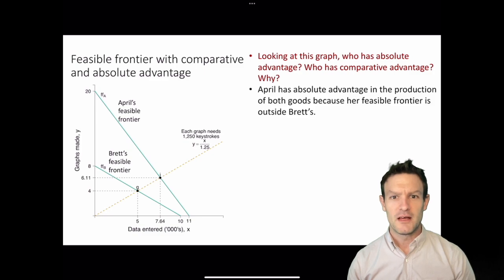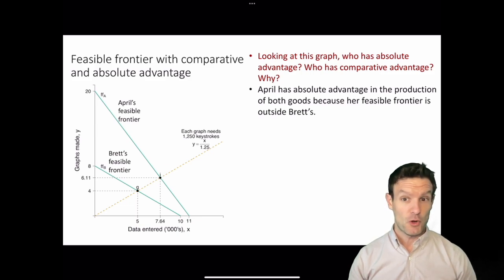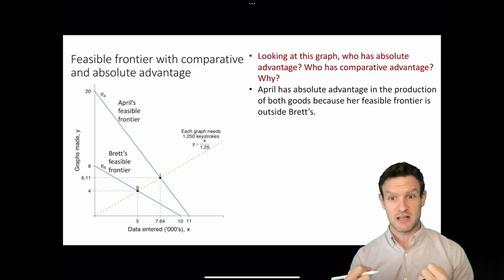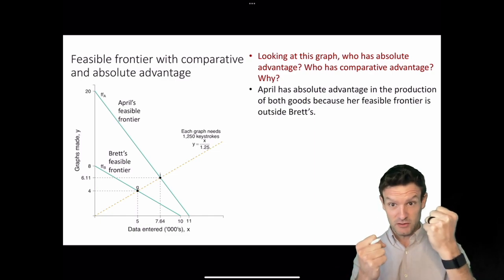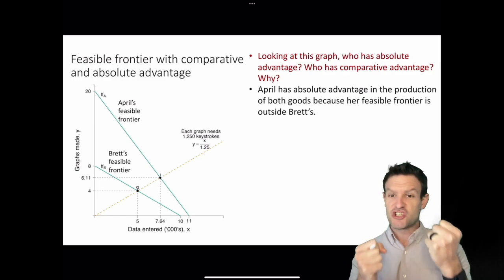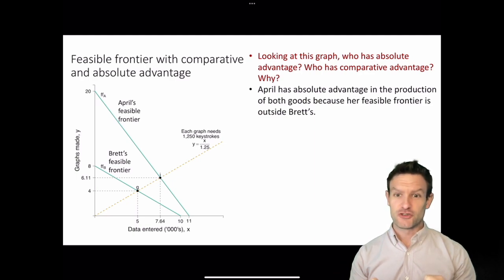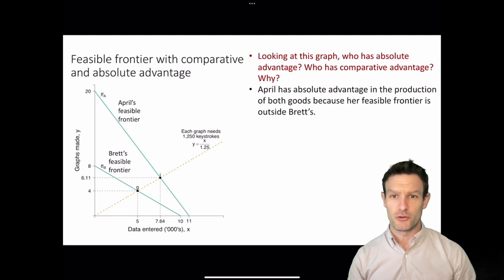So, here we go. April has absolute advantage in the production of both goods because her feasible frontier is outside of Brett's. With the same amount of time available to her, April is able to produce 20 graphs, or she can produce 11,000 keystrokes of data. So she can produce both things, and she produces more of them with an hour of time than Brett does. So she has an absolute advantage in the production of both goods.